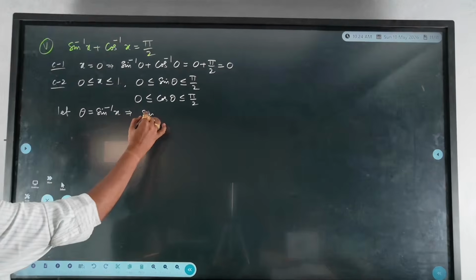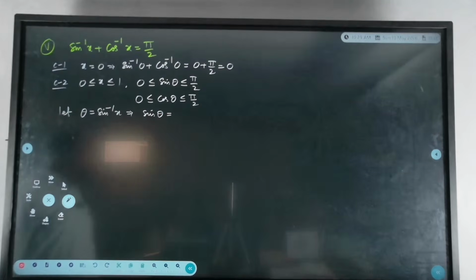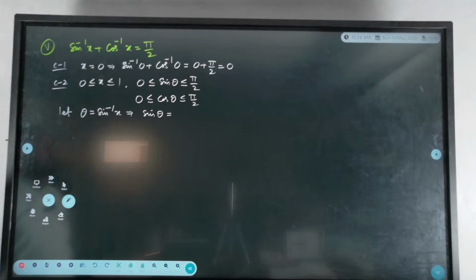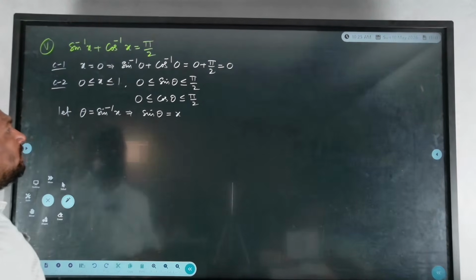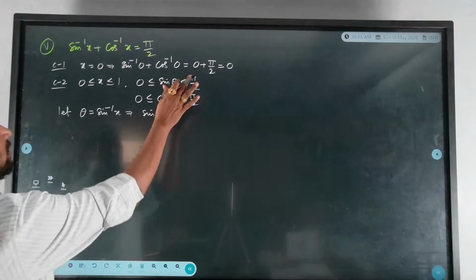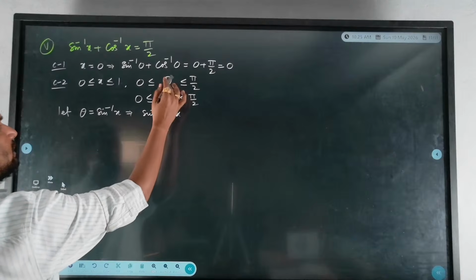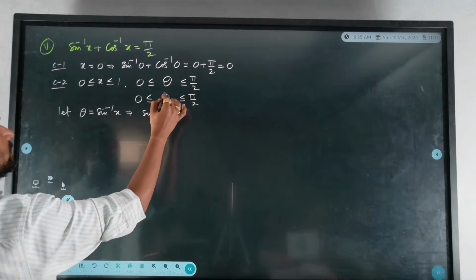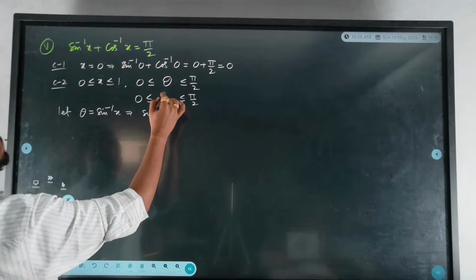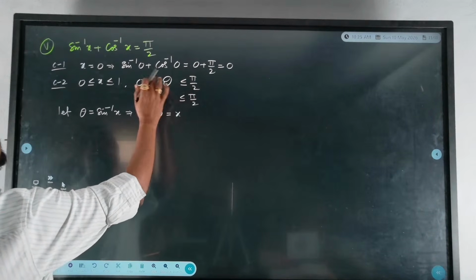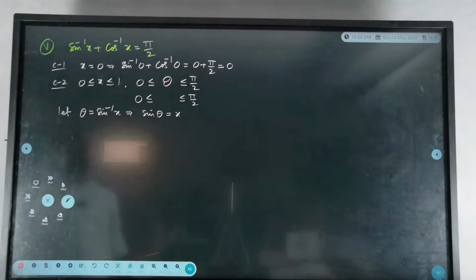That implies sin theta is equal to x. Here x from 0 to 1, and theta from 0 to pi by 2. Sin 0 is 0.